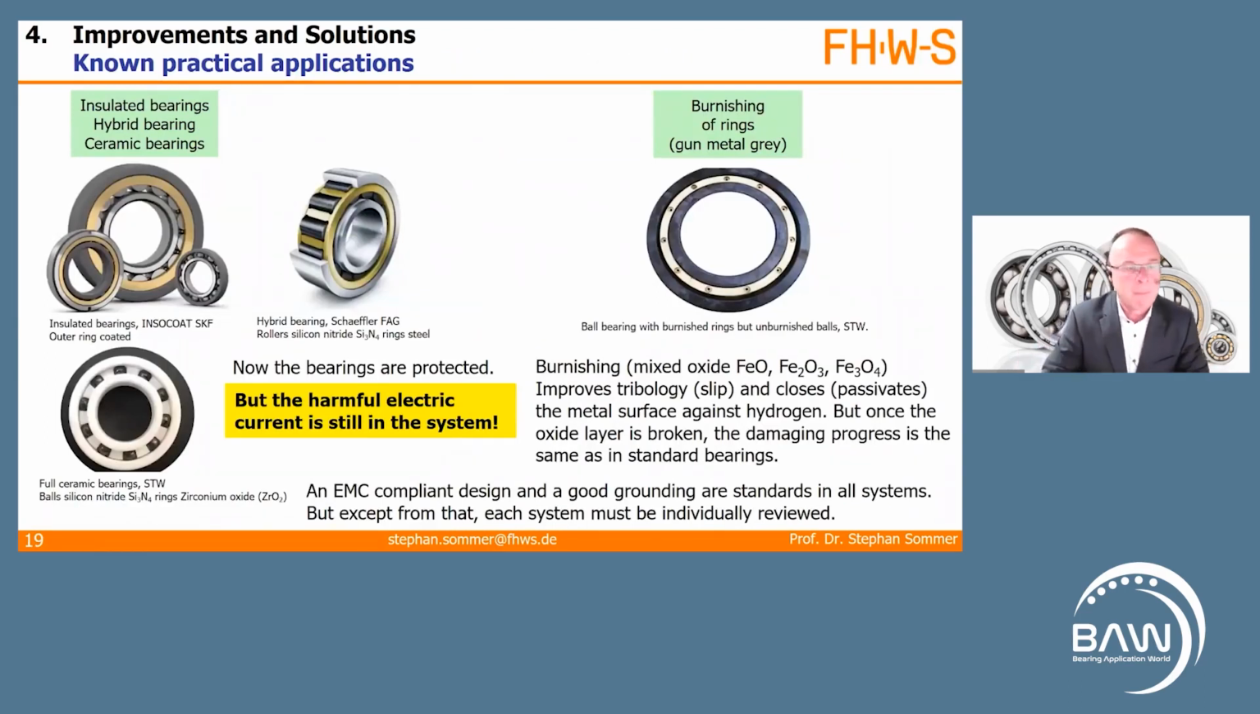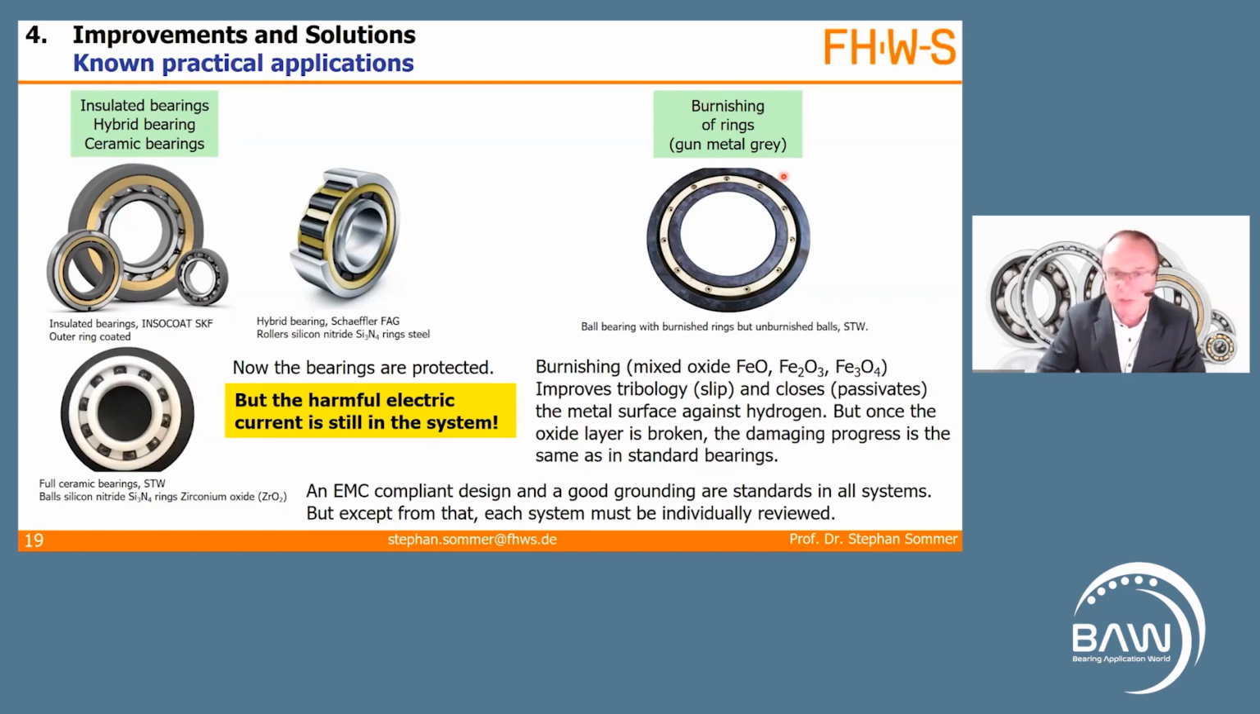Well, and then, of course, insulated bearings, hybrid bearings. Insulated bearings, like here, is an ISO code from SKF, is steel rings, inner ring, outer ring, steel, brass cage, steel rollers, but the outer ring is insulated. The same here from FAG, Schaeffler. Steel inner and outer ring, brass cage, but the rollers are silicon nitride. Here's a picture from the Steinbeis Transfer Center. It is a full ceramic bearing with nitride balls and rings made out of zirconium oxide.